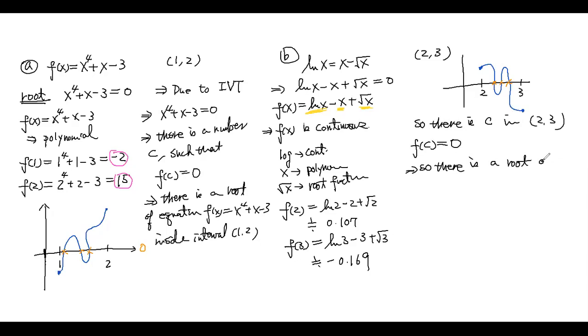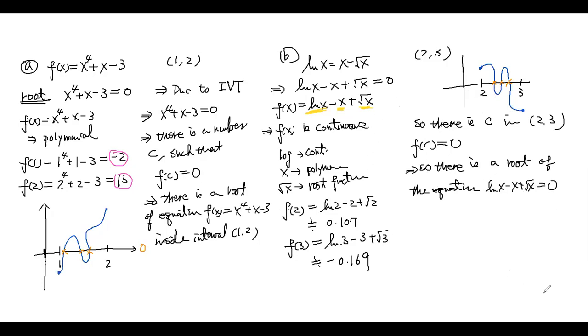So there is a root of the equation ln x - x + √x = 0. We should say at least one root. Could it be two roots? Because it's continuous and we don't know what its graph looks like, if it touches the x-axis twice, that means you're going to have two roots here. So it's pretty straightforward.